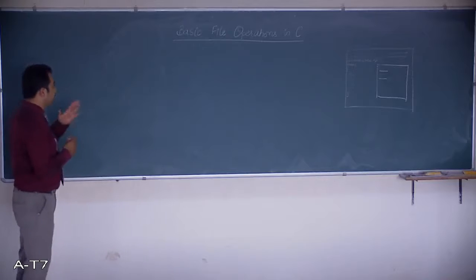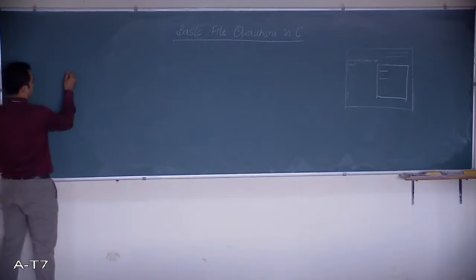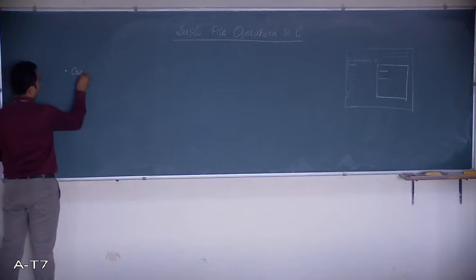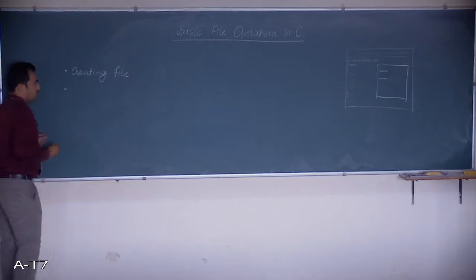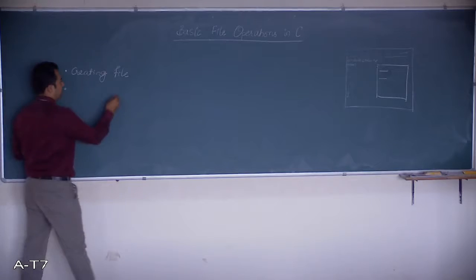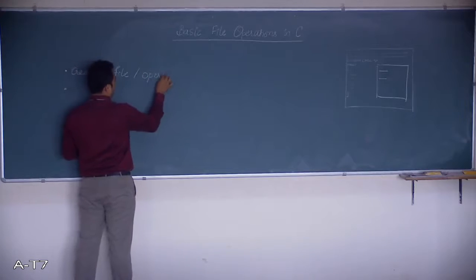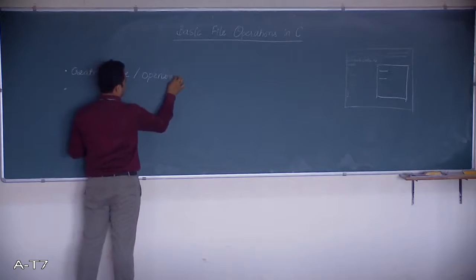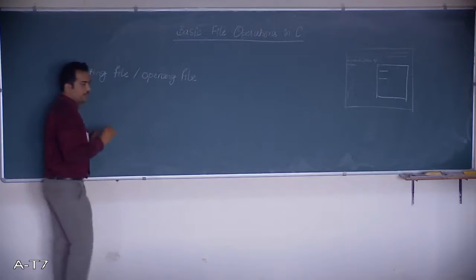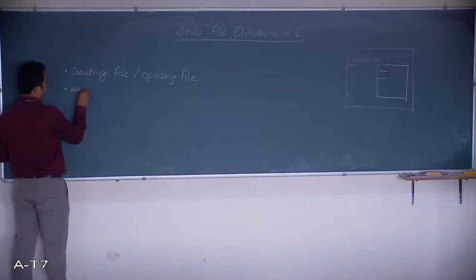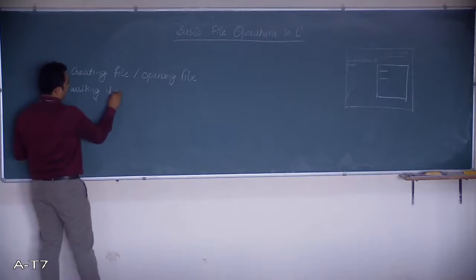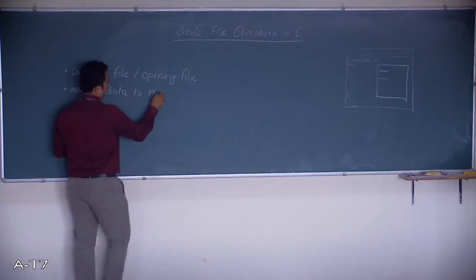Okay, so C provides some basic file operations. Starting with, the first thing is creating a file. Along with that, a common operation is opening a file. Then after you have opened the file, it is for one particular purpose. It might be for writing some data to the file. So that operation is also counted as a basic operation on a file, that is writing data to the file.